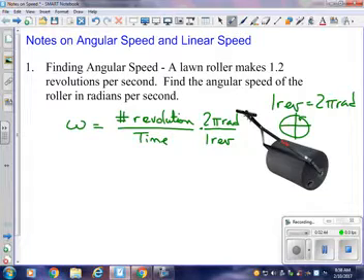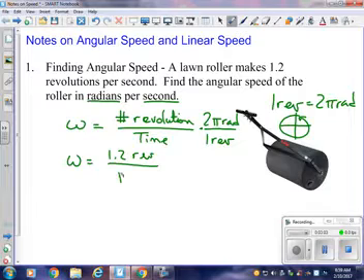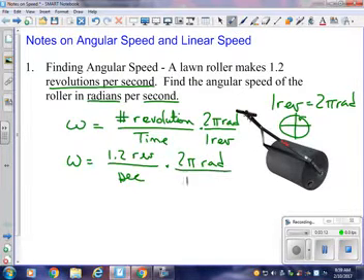Now here in this long roller, it makes 1.2 revolutions every second. So it turns all the way around and starts to go back around a little bit. It says to find this in radians per second. So we're going to start off by plugging in how many revolutions we have, 1.2 revolutions over seconds, because it says right here that that's the units that we're working with. Then we are going to multiply that by 2 pi radians over 1 revolution.